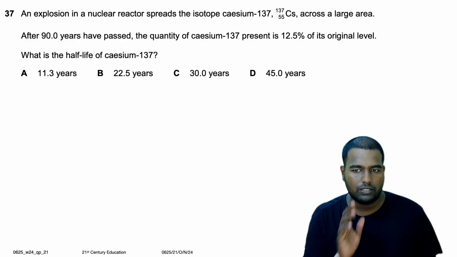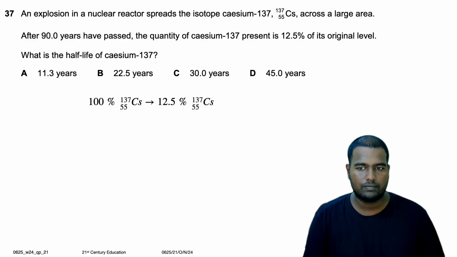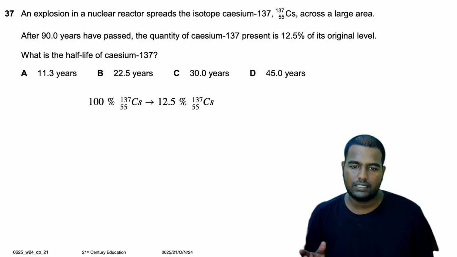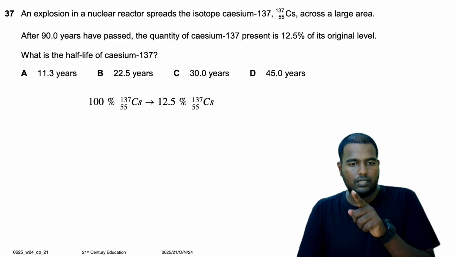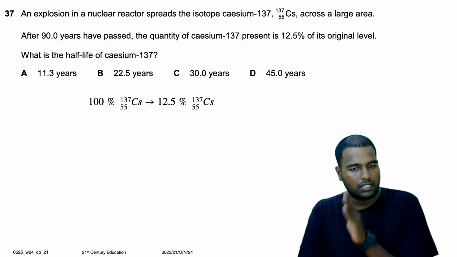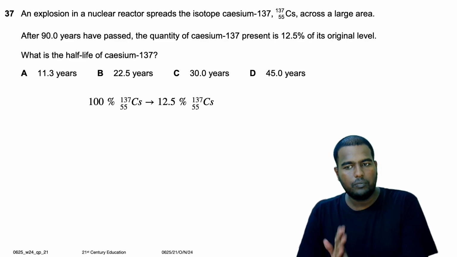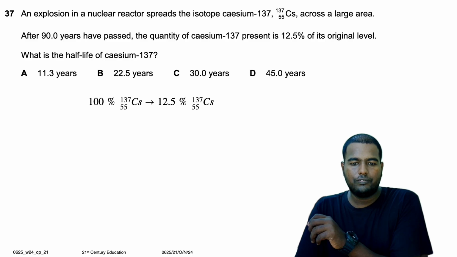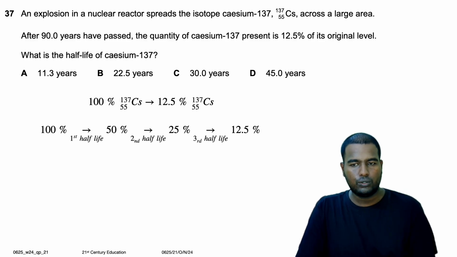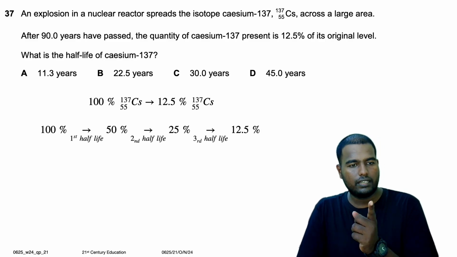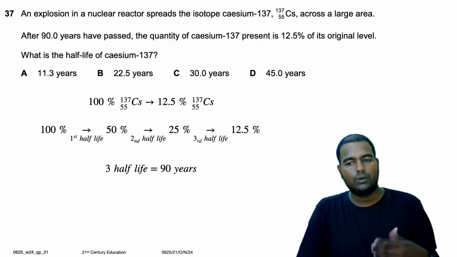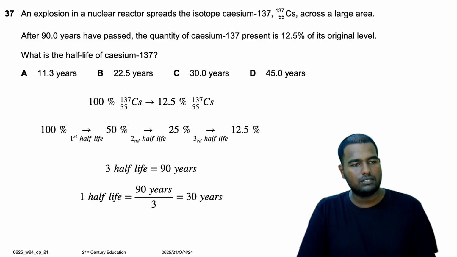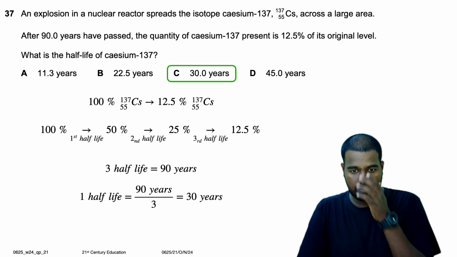So 100% of cesium becomes 12.5% of cesium. How will it become 12.5%? 100% must come to 50% in one half-life. 50% must come to 25% in another half-life, the second half-life. 25% must come to 12.5% in the third half-life. So three half-lives is 90 years. So one half-life is 90 years divided by 3, which is 30 years. So option C. Yes.